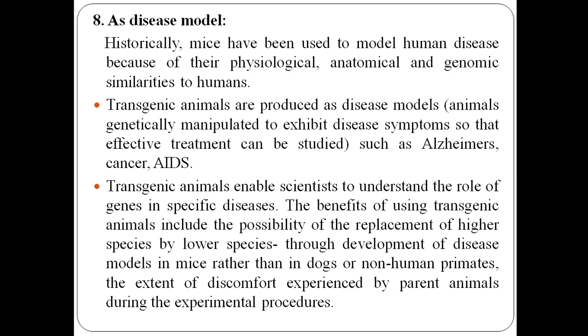So the benefits of using transgenic animals include the possibility of replacing higher species with lower species, through development of the disease model in mice rather than dogs or non-human primates. So they want to use the lower species rather than higher species like dogs and primates. And the extent of discomfort experienced by the animals during the experimental procedure is considered.